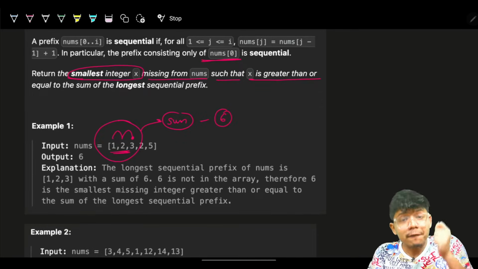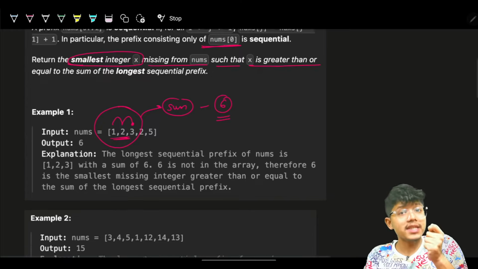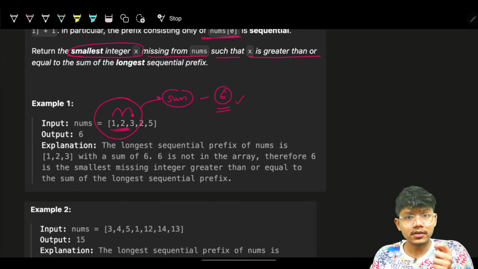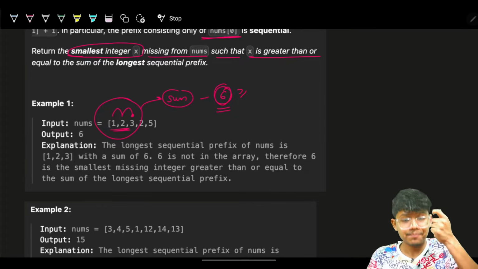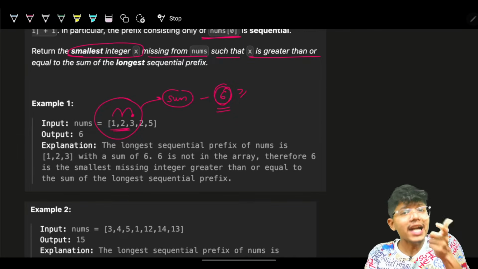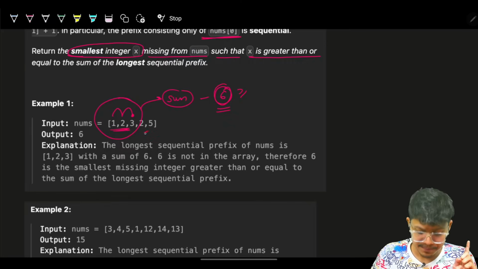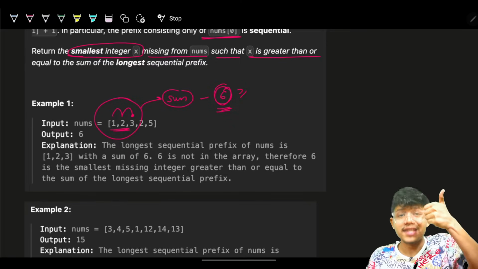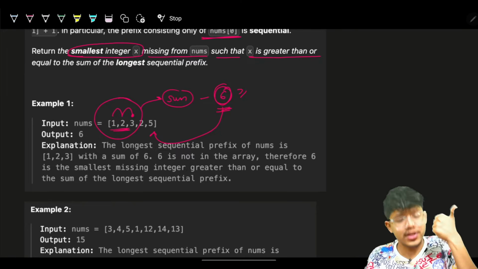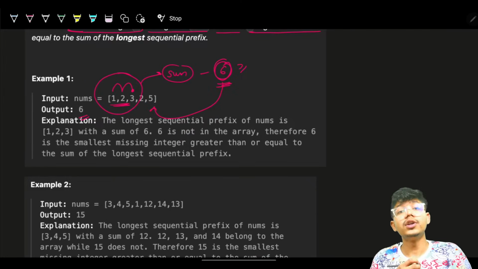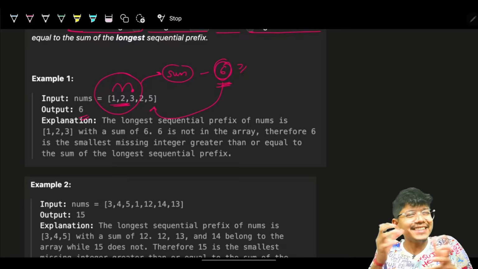Now you have to find the smallest number which is greater than or equal to this number, the sequential prefix sum, and it should not be inside this array. So you start to check, okay, is 6 inside my array? No, it is not. So the answer is 6. It's the smallest number, so you return 6. That's it. It's a bit complicated statement.